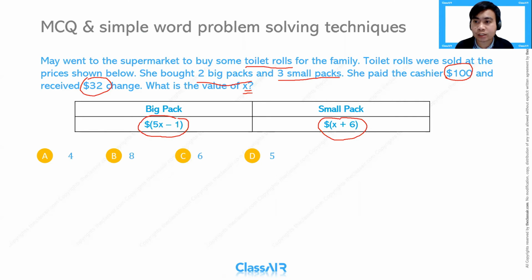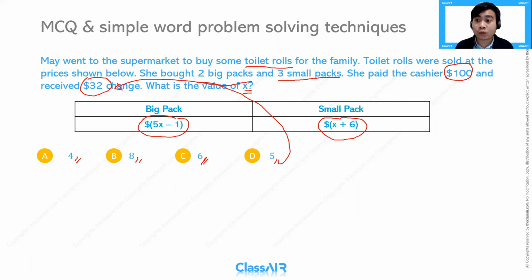This type of questions can be best answered using guess and check. In guess and check, we will assume that the value of x can be 4, 8, 6, or 5. Then determine which among them will give a change of 32.